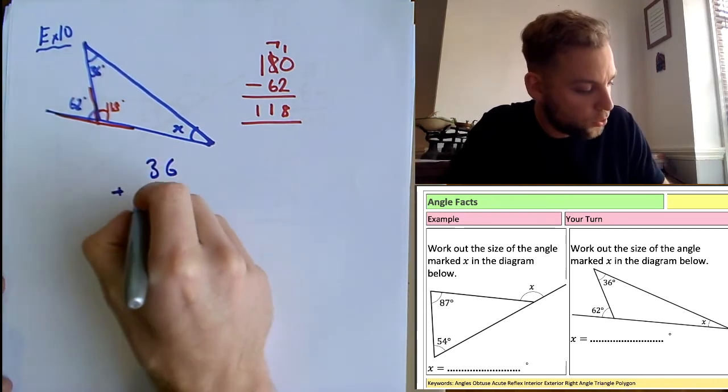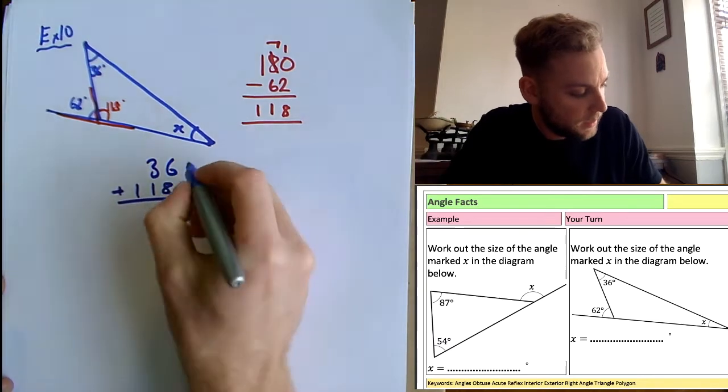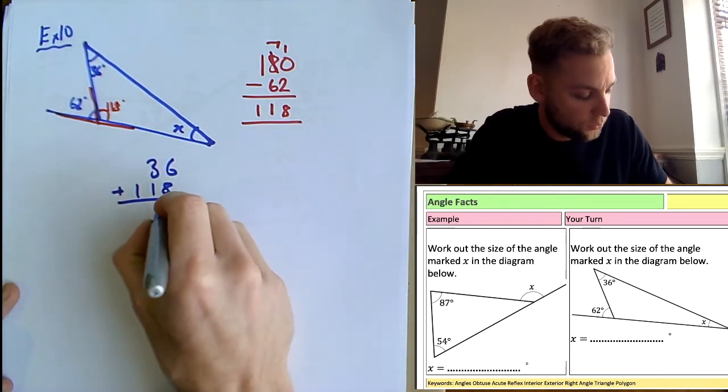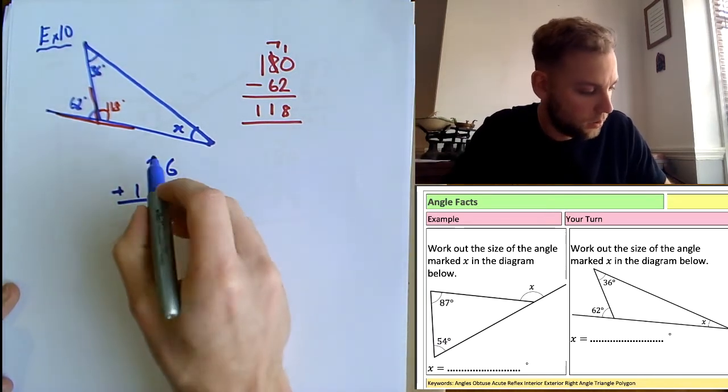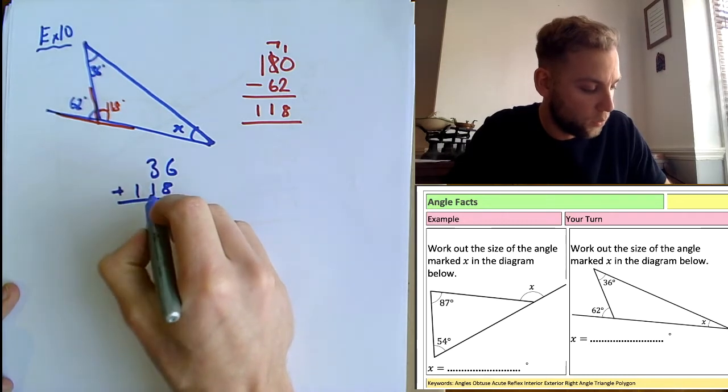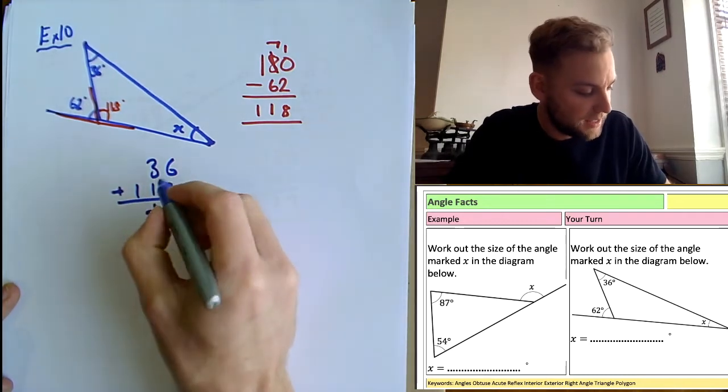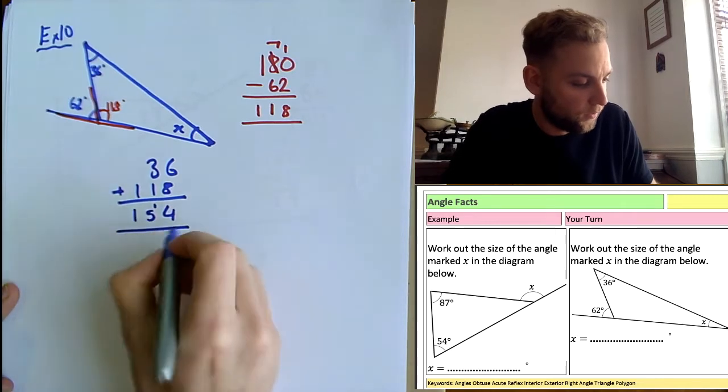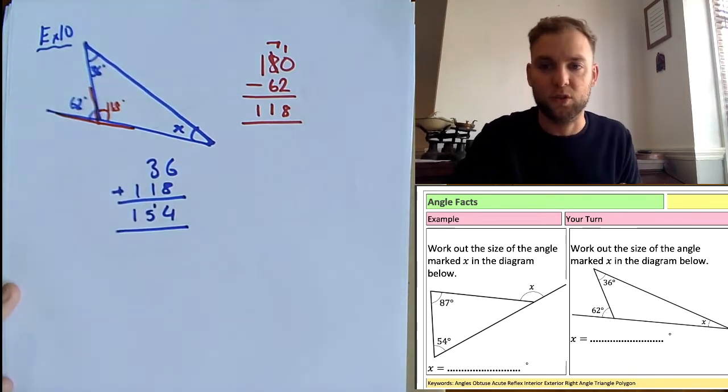36 plus 118. So 6 plus 8 is equal to 14. Carry the 1. 3, 1 and 1. Well, 3 and 1 is 4 and the other one is 5. So that's equal to 154. So these two angles sum to 154.